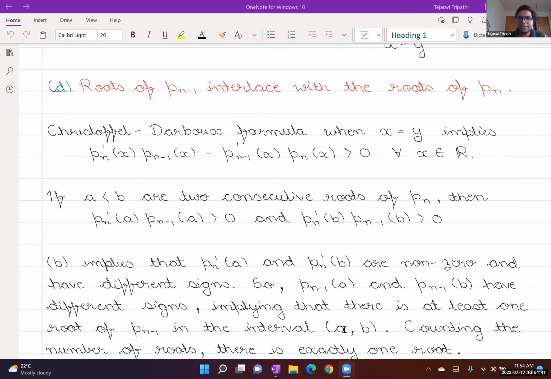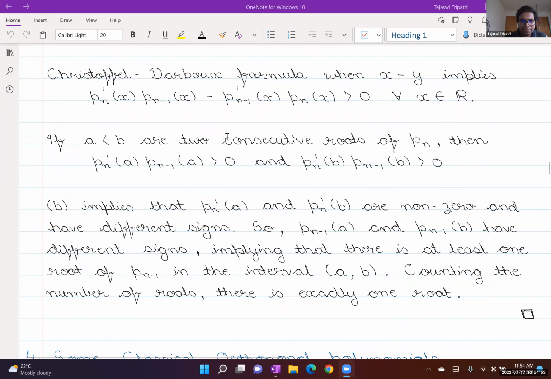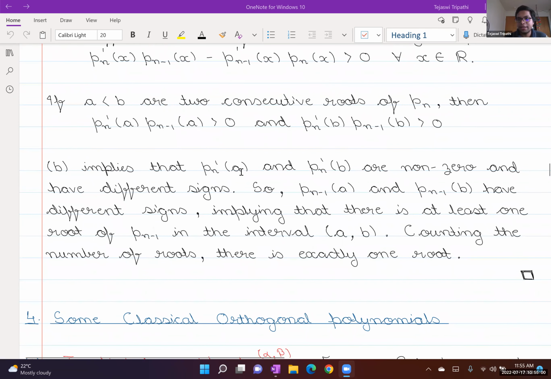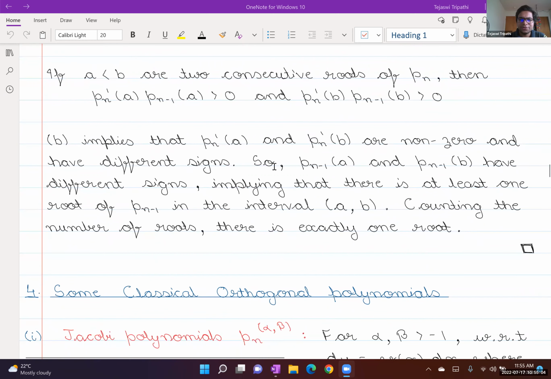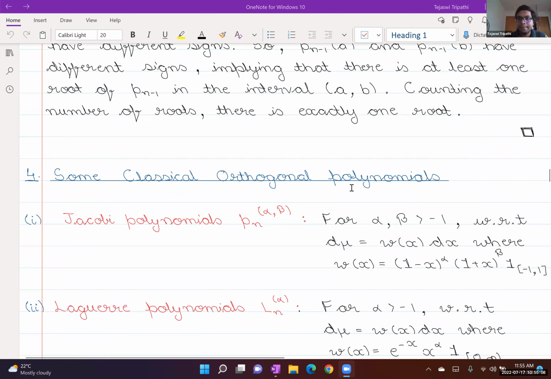So these are all the properties. We have seen a recurrence relation. We have seen that the roots of orthogonal polynomials are real and simple, and this last property. Okay, I didn't give examples until now because I was not going to prove them, but let's see some classical orthogonal polynomials, which actually occur a lot in mathematical physics, and also in quantum mechanics.